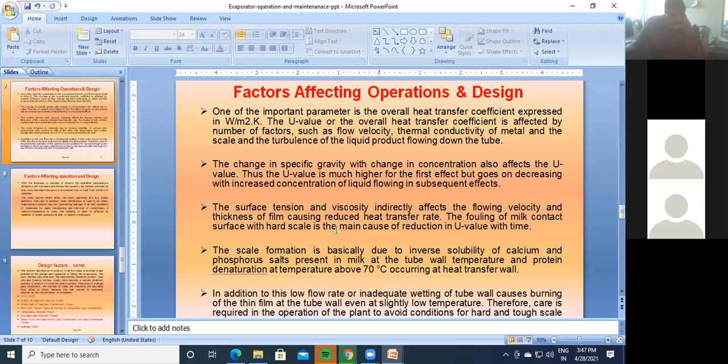The surface tension and viscosity indirectly affect the flowing velocity and thickness of the film, causing reduced heat transfer rate. Fouling of the milk contact surface with hot scale is the main cause of low value of U. And when U is low, then a high area will be required. Q is equal to UA delta T. A is equal to Q upon U delta T. Higher the U, lower the A. Lower the U, higher the area required.